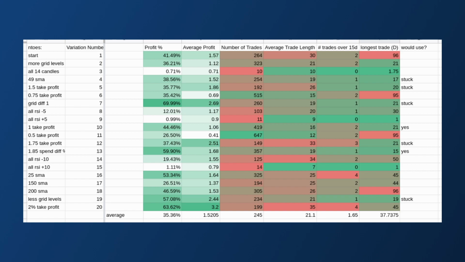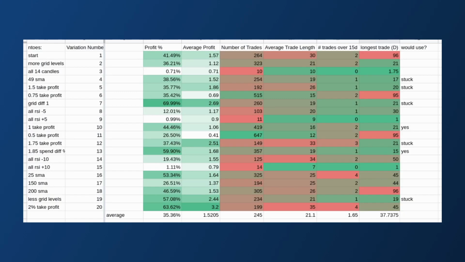The method I used to select the bots that I would use personally is based off a few things. The profit percentage must be fairly high. The number of trades should be fairly high too, in and out of trades fast. That's what we want. Average trade length should be fairly low, but it's not a priority. Number of trades over 15 days must be low. You don't want to be stuck in long trades not making money. And longest trade must be very low.